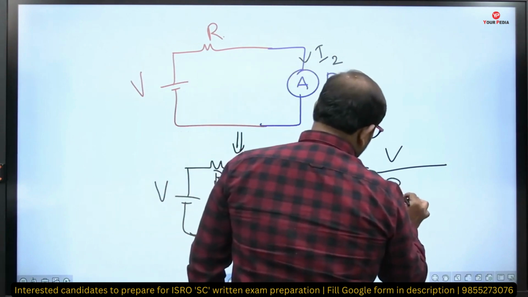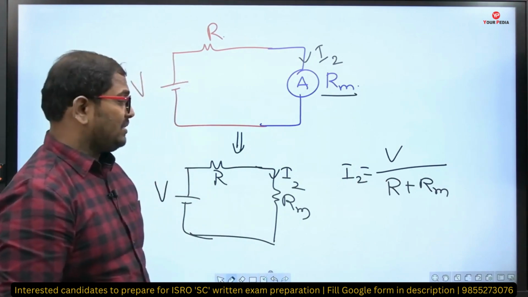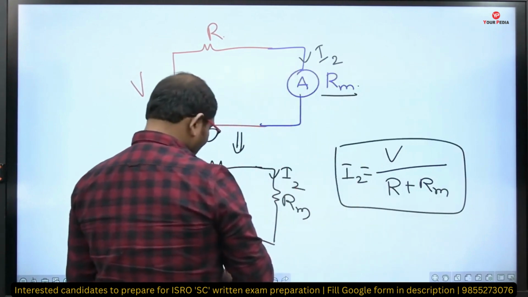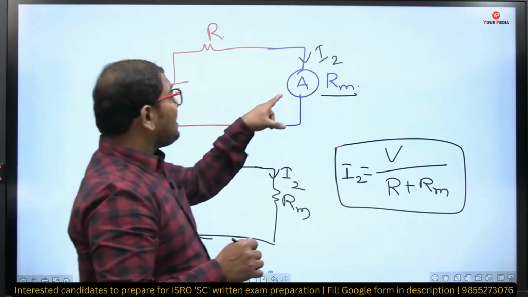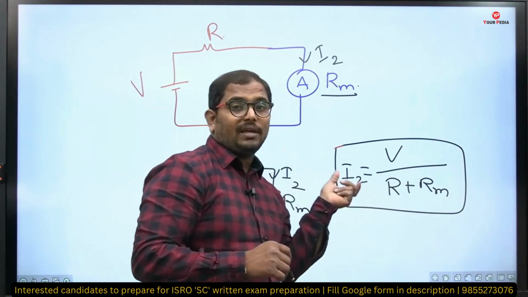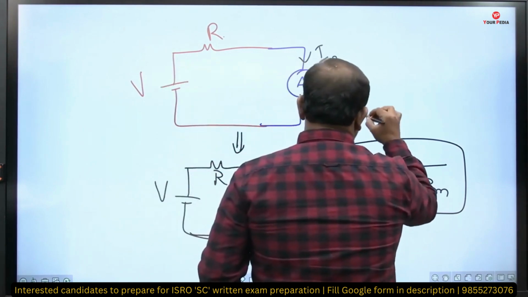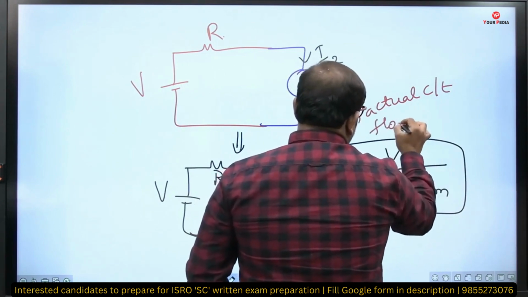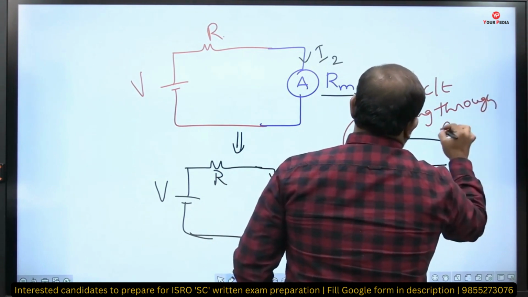So in the series condition, you need to add both the resistances. This is the new current which is flowing through the ammeter, and because of the connection of your ammeter, the actual current flowing through the ammeter is this one.